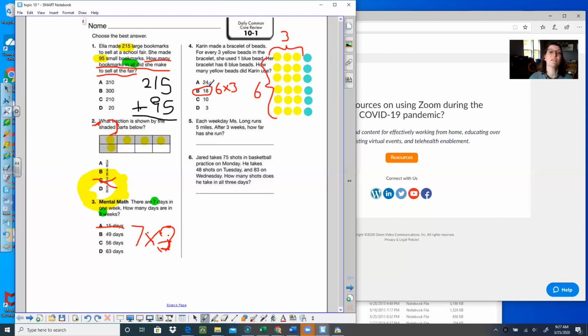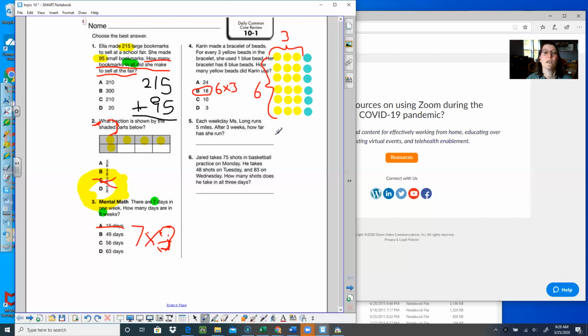Each weekday, Ms. Long runs 5 miles. Well, good for her. After 3 weeks, how far has she run? This one has kind of a hidden question in it, or some hidden information. In order to answer that, you have to know how many days are considered weekdays. And that would be Monday, Tuesday, Wednesday, Thursday, and Friday. So hopefully you're like, yep, I knew it, Miss Mears, that was 5.